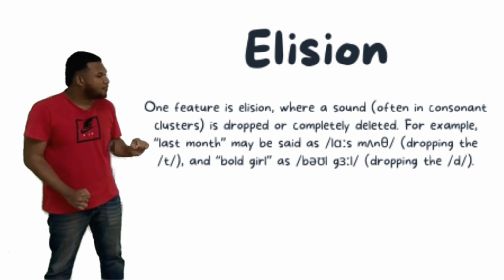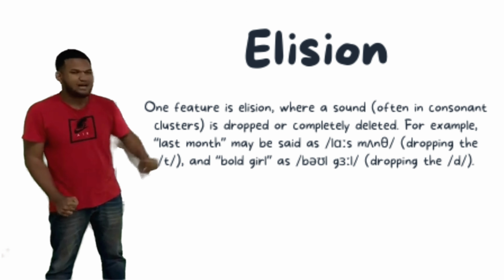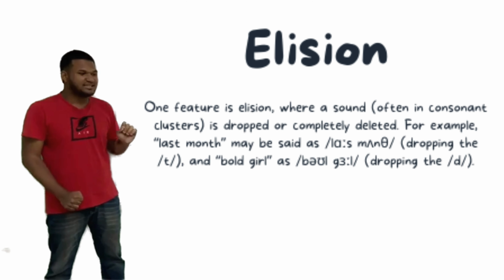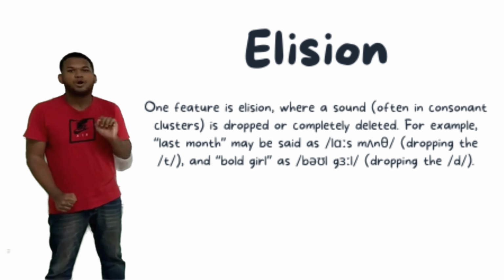Another example is "bold girl." The D sound is deleted from the sentence. Instead, it's pronounced "bol girl."